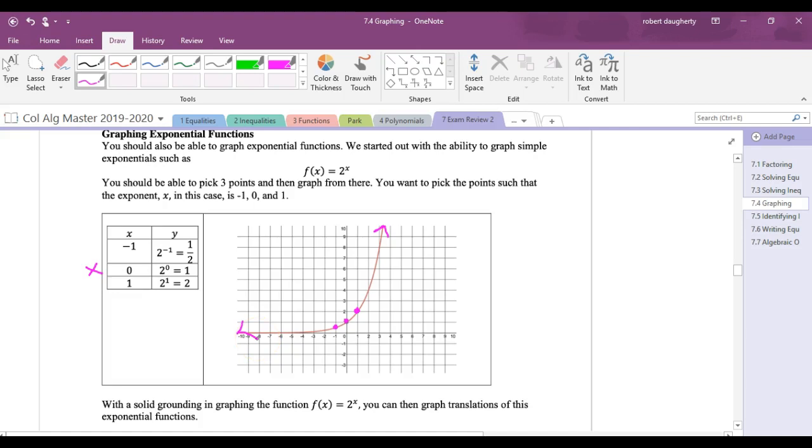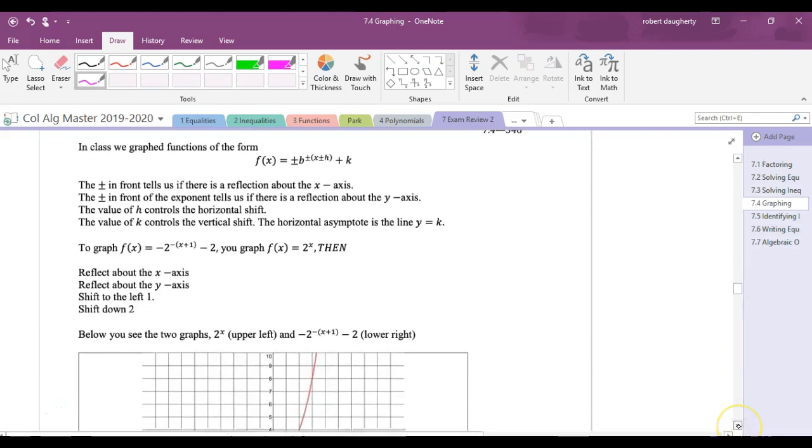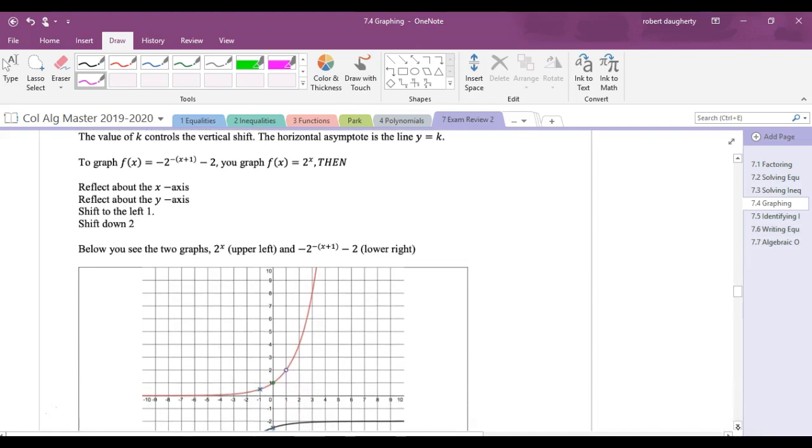This graph has a horizontal asymptote at the line y equals 0. As you can see, as I go to the left, I'm approaching that line, y equals 0. Now we should be able to graph translations of this function. Without going into all the details of that, let's just look and see.